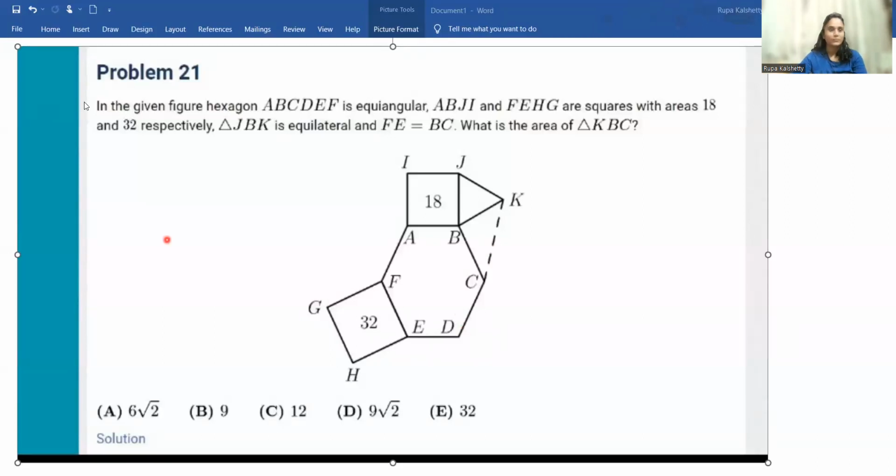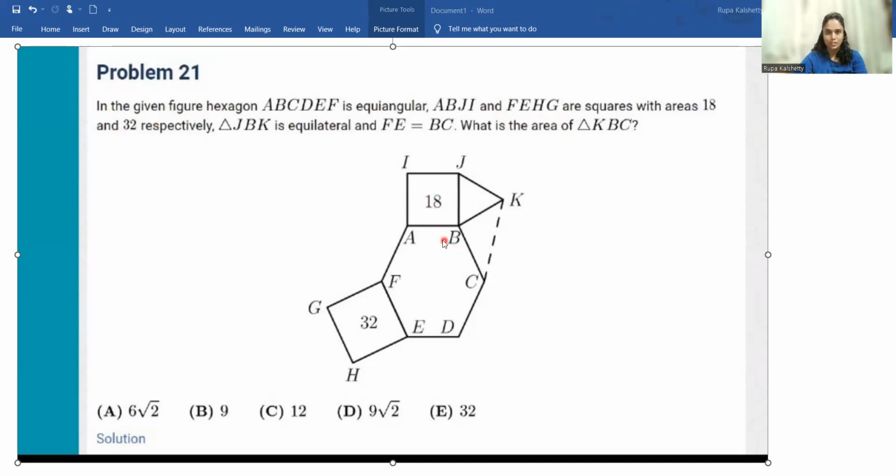Let's read the question. In the given figure, hexagon ABCDEF. So this is your hexagon ABCDEF, okay? It is equiangular, that means the measure of each angle of this hexagon is the same. ABJI and FEGH are squares with areas 18 and 32 respectively.